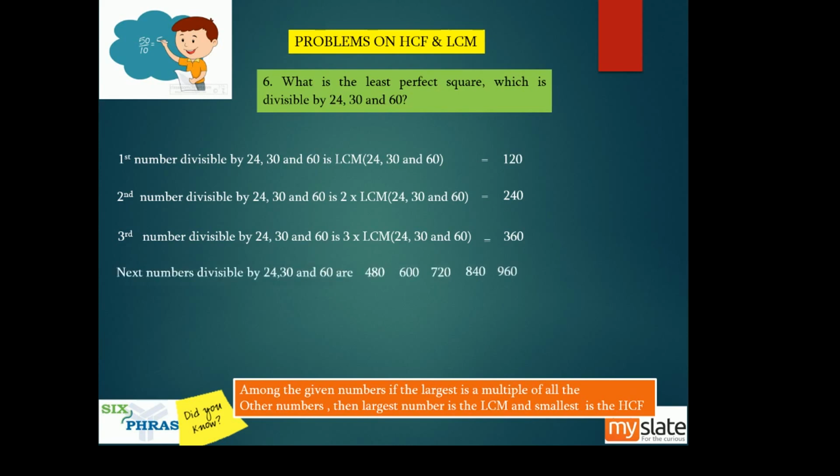Now all these numbers, they are not square numbers. 480, 600, 720, 840, 360, they are not square numbers. Only when it comes to 3600, you can say it is a square number, because 3600 is nothing but 60 into 60. So this is where your knowledge of square numbers and taking square roots will help you. We have a separate course for that, so you can refer to that.